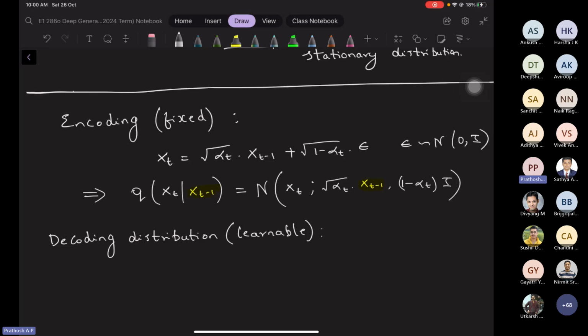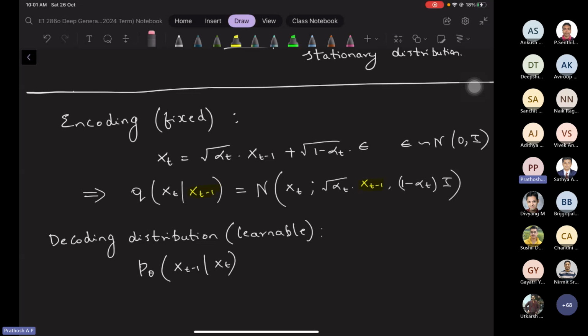What is the decoding distribution? We write that as p theta. Decoding has to happen in the reverse direction, xt minus 1 given xt. Please note the commonalities between this and the VAE. In VAE, the encoding distribution is q of z given x, the posterior of latent given data. The decoding distribution is the posterior of data given latent. Similar thing is happening here.